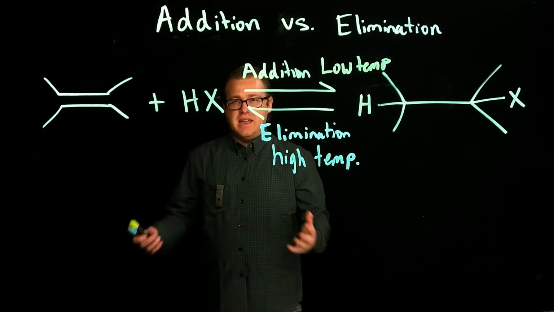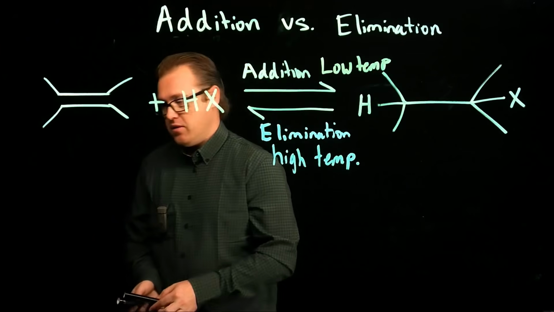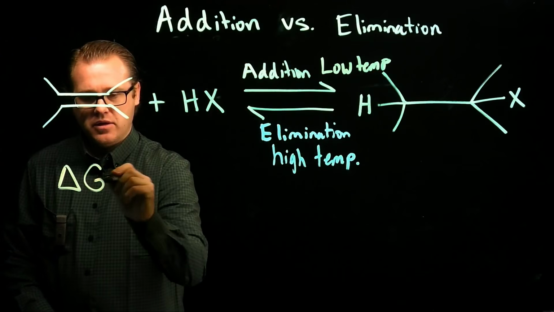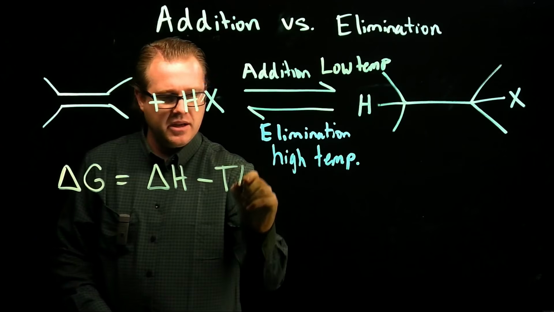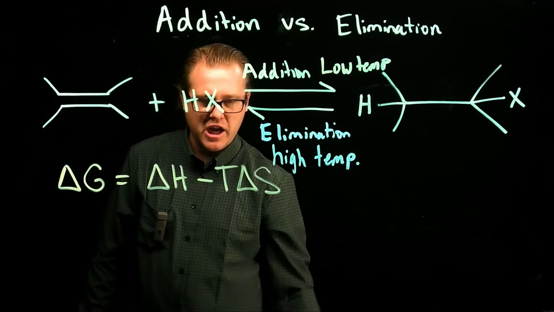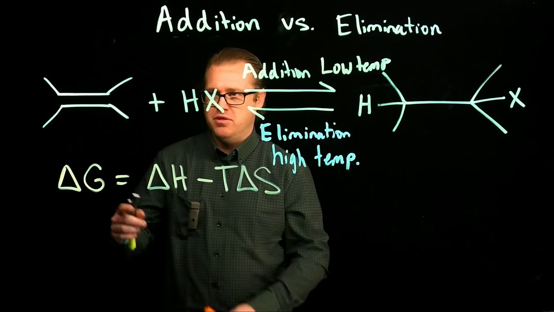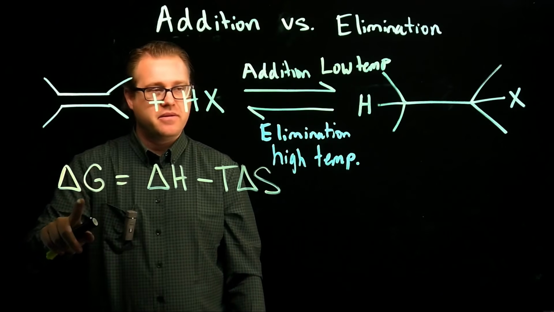Why is this the case? Well, it comes down to Gibbs free energy. Remember, Gibbs free energy looks like this: the change of enthalpy minus T times the change in entropy. And in order for a reaction to be favorable, delta G has to be negative.